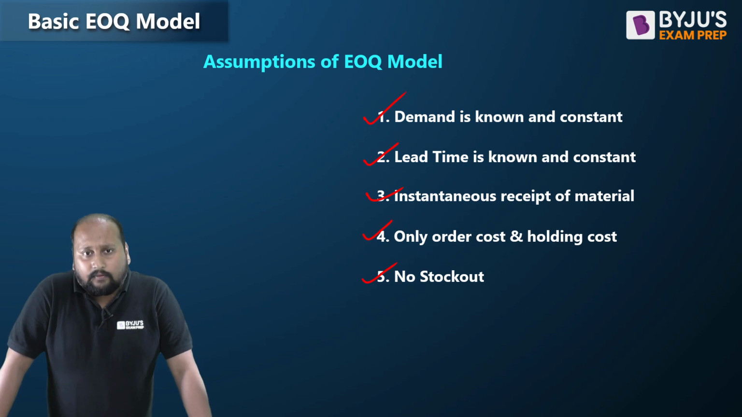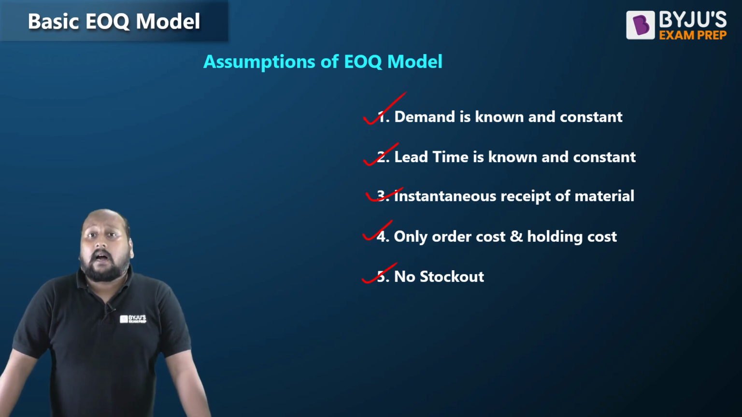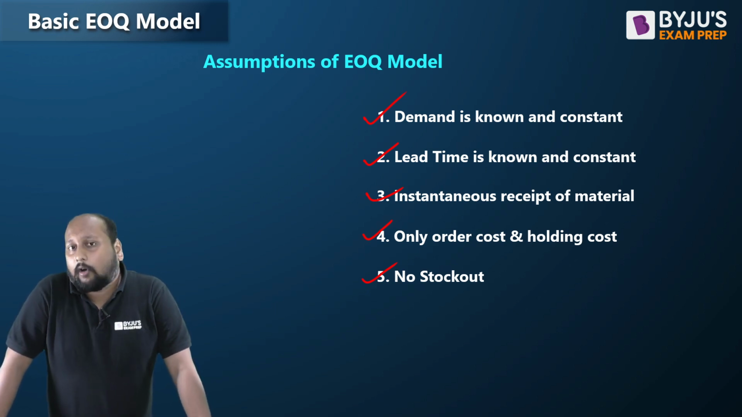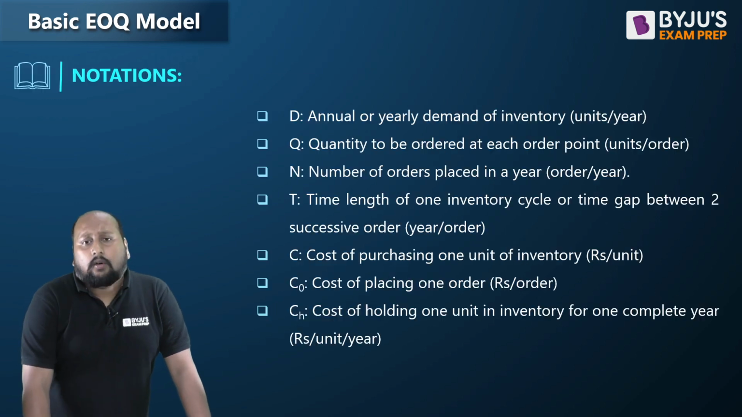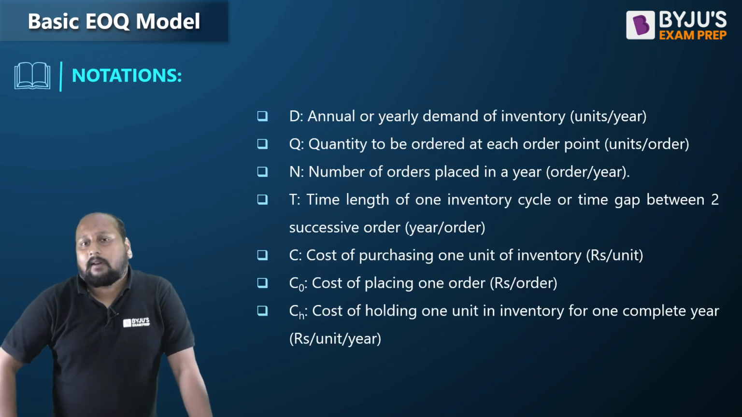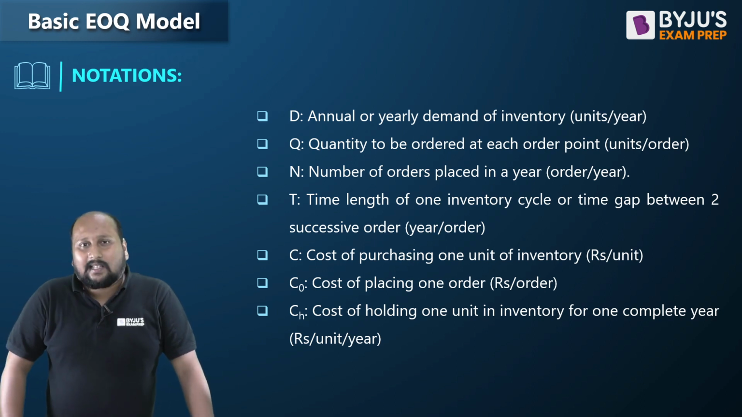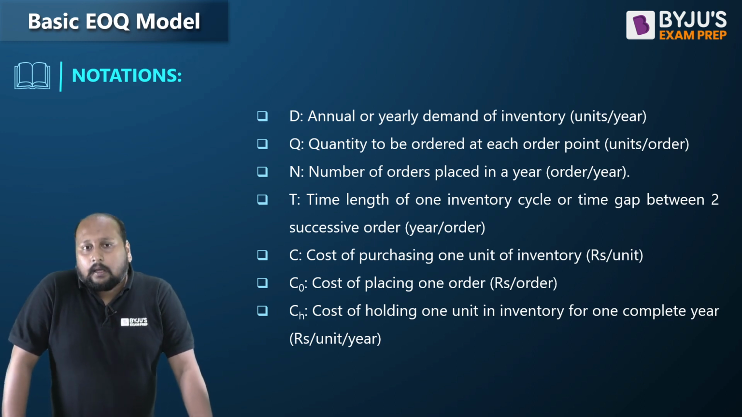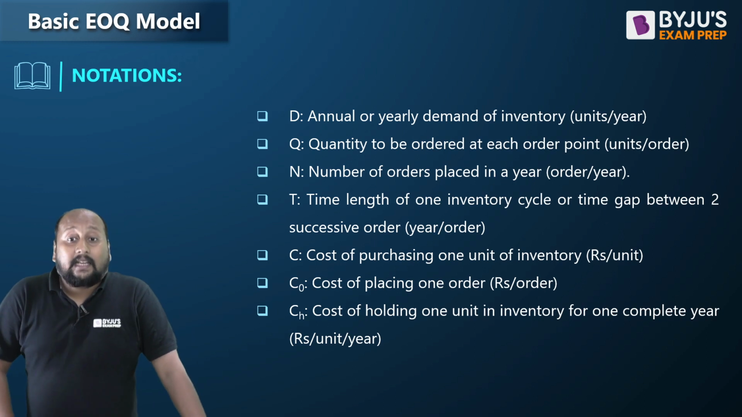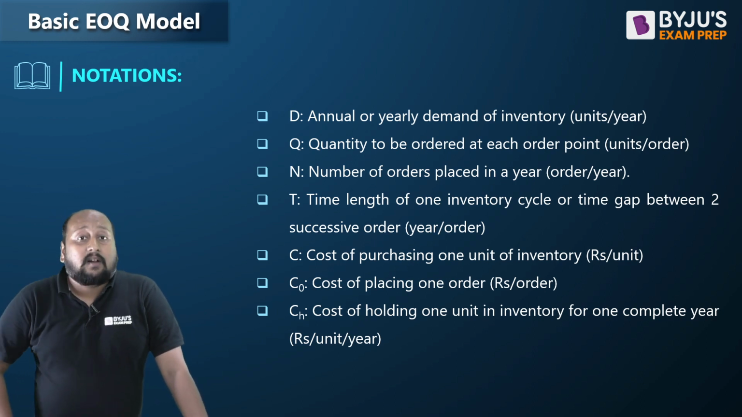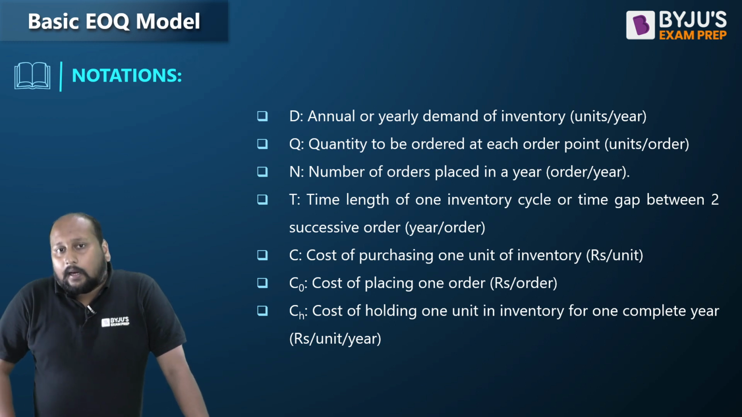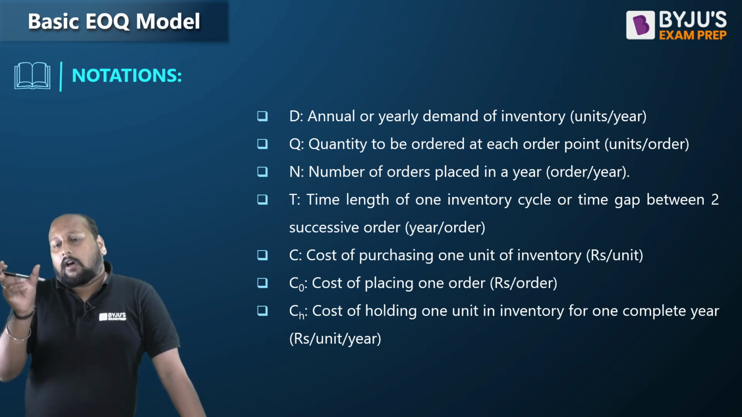Now let's see what this basic EOQ model is and how to plot the graph. Once we are able to understand the graph, then we'll be able to formulate the relations. There are some notations that we'll be using in our graph. Capital D denotes the annual or yearly demand. Capital Q is the quantity to be ordered each time, that means your inventory size or order size. N is the number of orders placed every year. Capital T is the time cycle for one inventory.